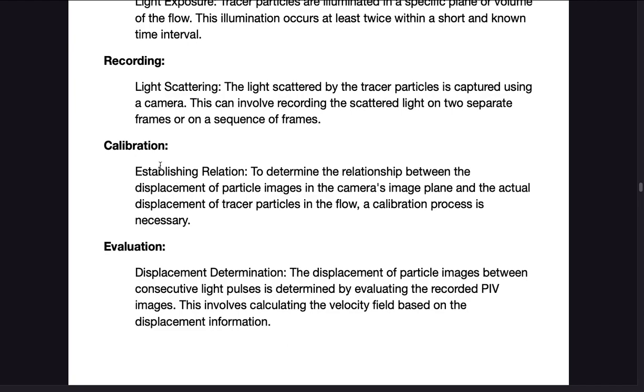Next step is, after capturing the image, we have to calibrate the image. So we establish the relationship between the displacement of particle images in the camera's image plane and the actual displacement of tracer particles in the flow. A calibration process is necessary.